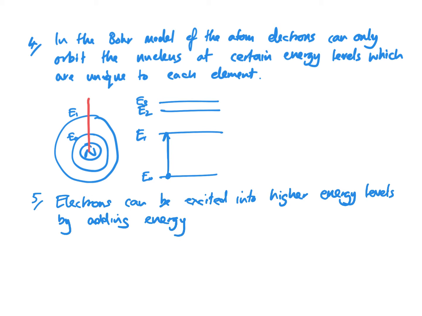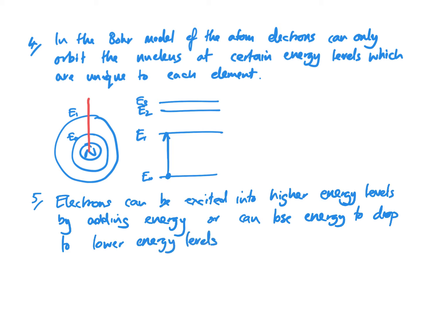But as in most things in physics, they like to settle in lower energy states if they can. So think about water, which likes to roll down hills, always getting to the lowest gravitational energy. It will tend to fall back down. So electrons can be excited into higher energy levels by adding energy, or can lose energy to drop to lower energy levels. So for instance, you could go from E2 down to E1.